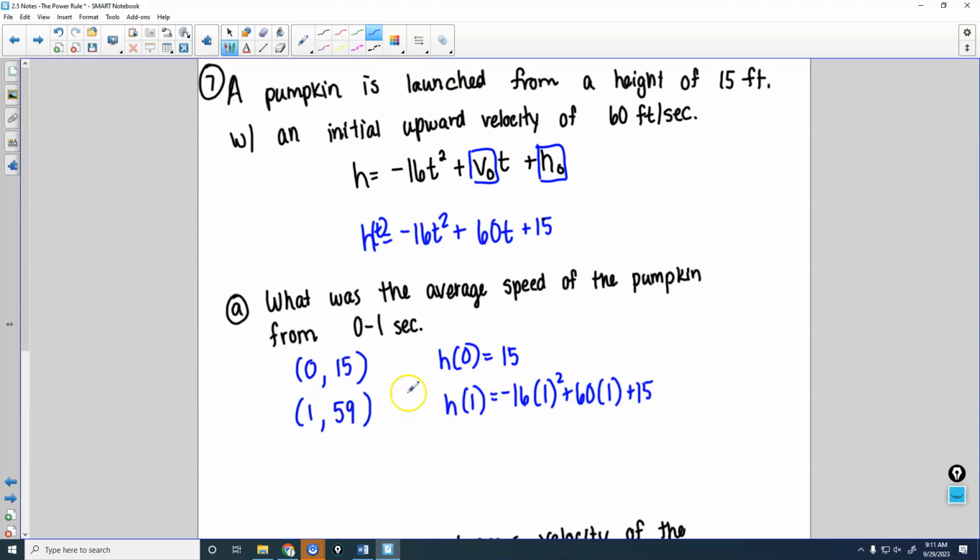Okay, so if we're wanting average speed, we would just do slope. 59 minus 15 over 1 minus 0. And so 59 minus 15 would be 44 over 1, so 44 feet per second.